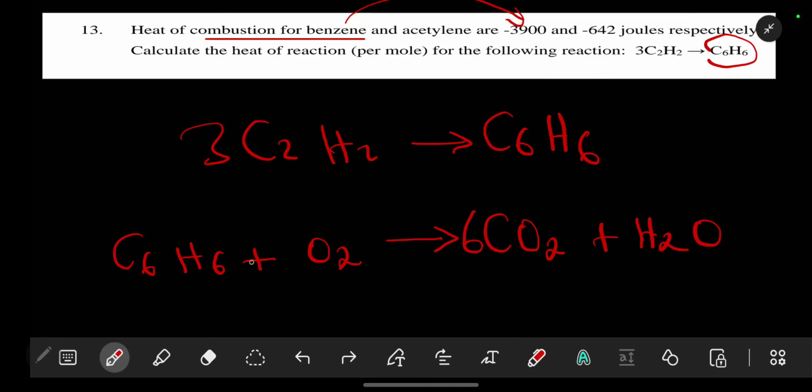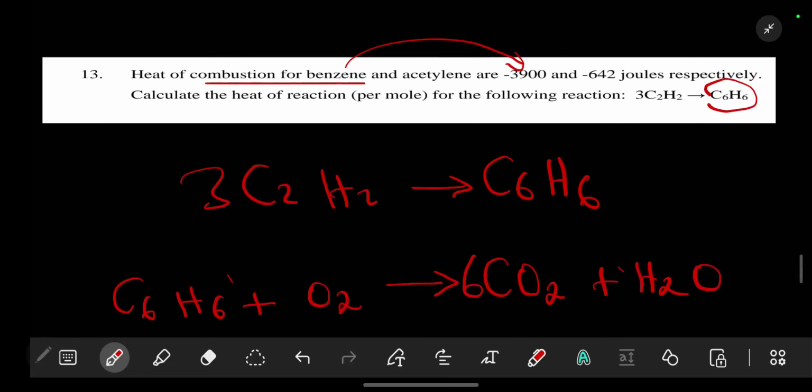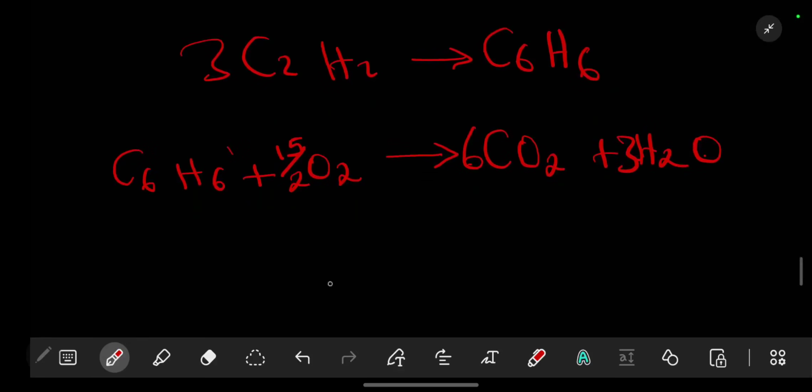So we have hydrogens, 6 on this side, so we should have a 3 here, so that 3 times 2 is 6, which is here. Then count the number of oxygens. Oxygen here is 6 times 2 is 12 plus 3, that's 15. So even here we need 15 oxygens, so we can put a 15, but 15 times 2 is 30. So you put 15 over 2, which is 7.5. 15 over 2 times 2, and this cancels. We are going to remain with our 15 like that.